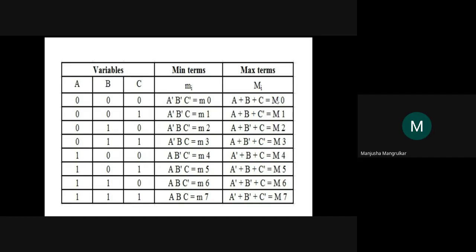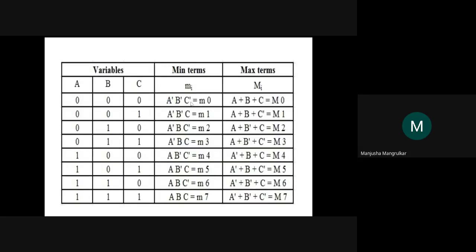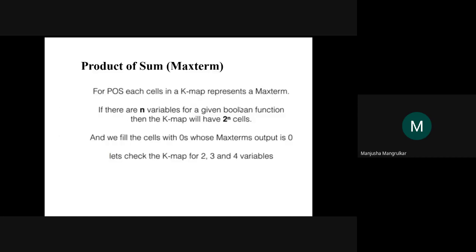So today's lecture depends only on the max term, because in lecture number 5 we have seen the min terms and the K map, right? Now it is the product of sum. We have seen the sum of product, and now in this lecture we are going to see the product of sum. In product of sum, each cell in a K map represents the max term. Sum of product represents the min term, right?